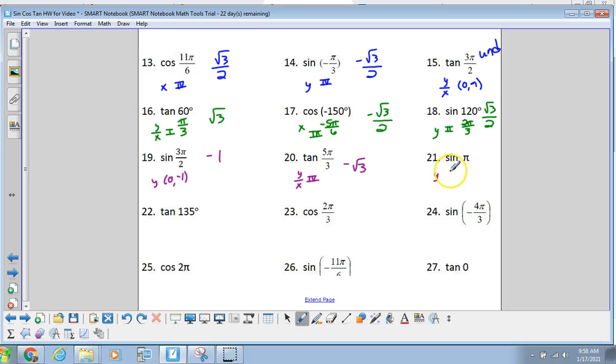Number 21, the sine of pi. Sine is just our y-coordinate. Pi is negative 1, 0. So our sine value of pi is just 0.